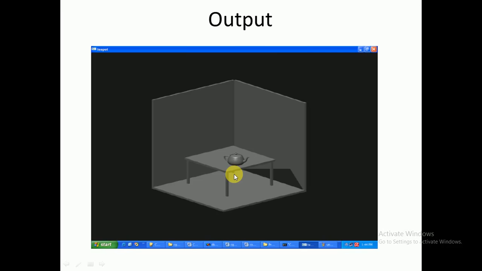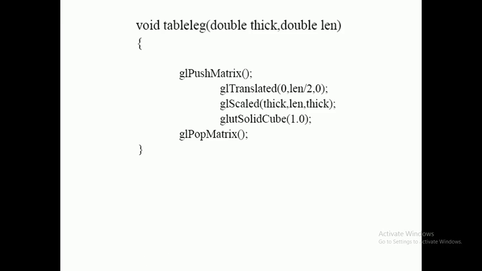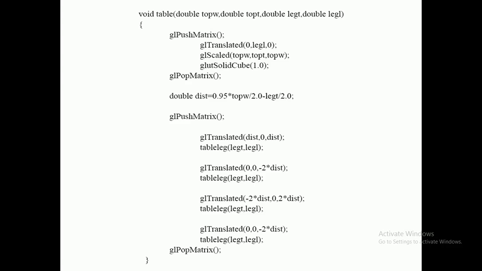Same thing. Again I will call this table leg. Again it goes the length to exactly the middle of them. Then it will draw that leg. Again it will pop matrix and come back. Then from there again translate -2 in x, right? 0 in y. Then 2 times the distance. That is this leg.